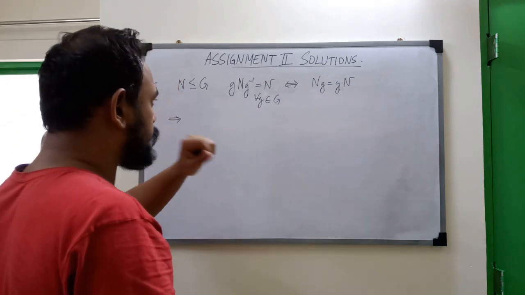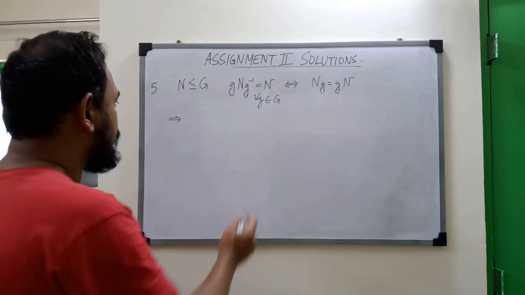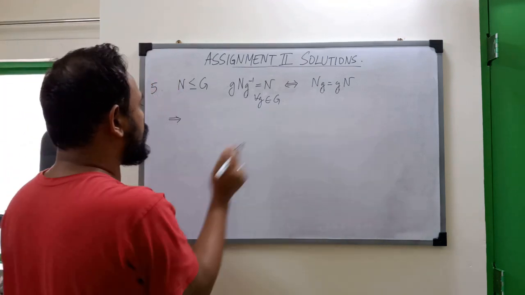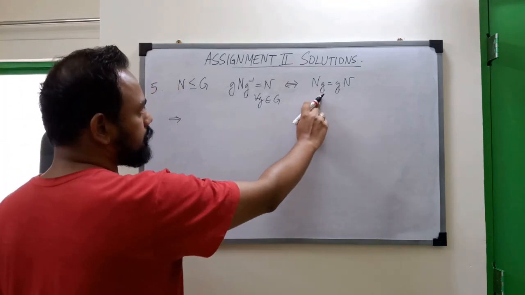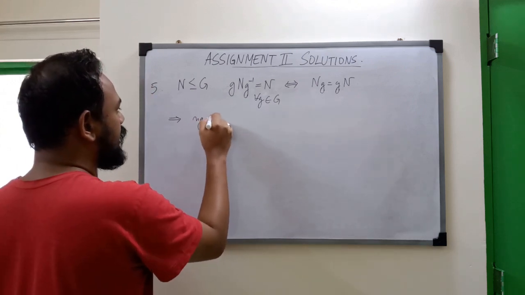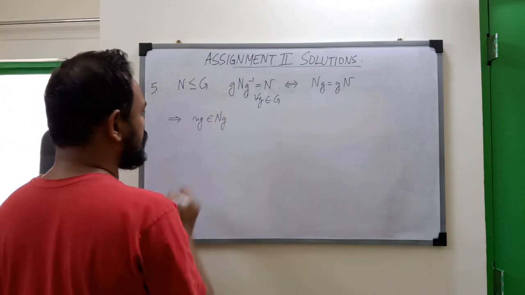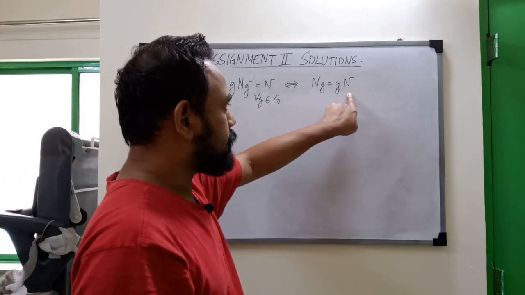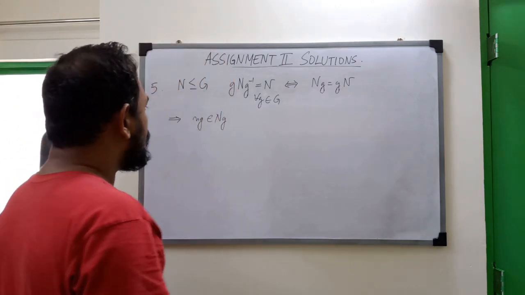So let's just go forward. Assume that this is true. We have to show that the two cosets are the same. So first I'll take an element from capital Ng, which is the right coset of capital N by g. So take small ng from capital Ng. I have to show that this is an element of gN.